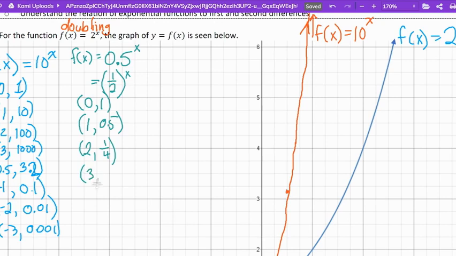If x is 3, what is y? 1 over 8. If x is 4, what is y? 1 over 16. Now, in order to graph that, you need to convert it into a decimal. But can you see what is happening to our function? Is it exponentially growing? It's shrinking. It is shrinking. We actually call this decay. It is decaying exponentially.